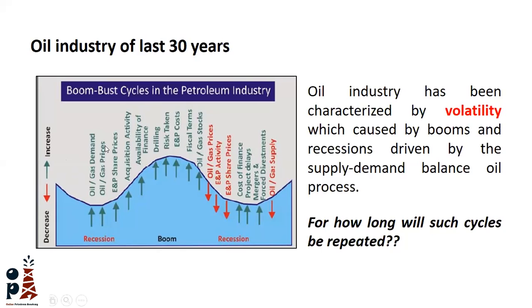So oil and gas prices increase, so the shares of the assets increase. Then we have availability of finance. Then drilling increases. Then the cost itself increases, and oil stocks increase. When this happens, the demand decreases again, and E&P share prices decrease again. So we have a lot of cycles. How long do these cycles take to repeat? As we see from the statistics, it takes years, depending on the global politics and geopolitics that happen.